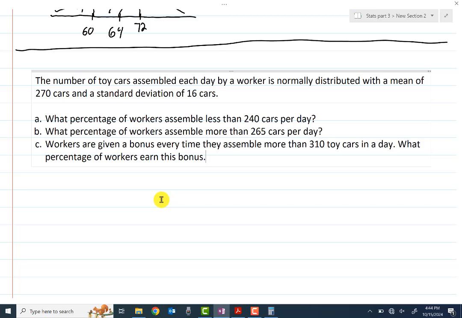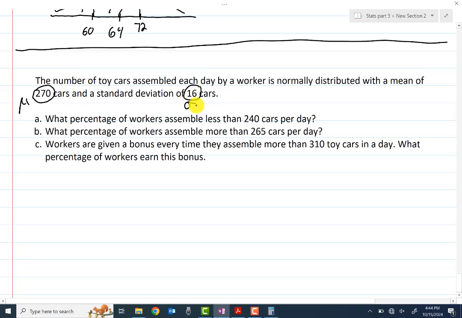Here's another situation. Here we have a mean of 270. There's my mu. And a standard deviation of 16 cars. There's sigma. Let's start with part A. Remember, write the real life situation first. So that means I'm going to have it centered at 270. When I draw my bell curve, I'm going to have 270 be in there. I'm just working on part A right now. We want less than 240 cars, so that would be under the average.